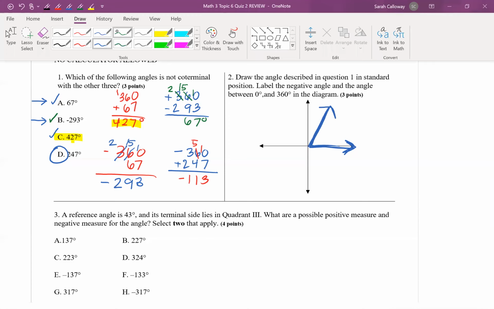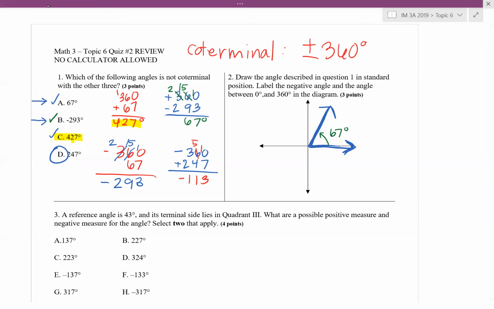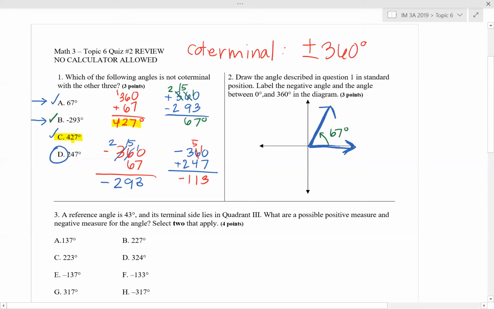I also need to label my positive and negative angles. So the positive angle is 67. So 67 degrees is going to go there. I'm drawing the arrow going counterclockwise. To draw the negative 293, I'm going to make the circle go clockwise. So my arc goes clockwise, negative 293 degrees. So that would be the correct diagram for question 2.